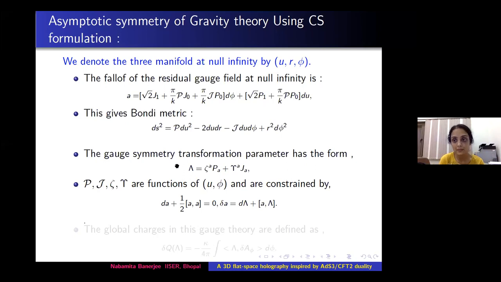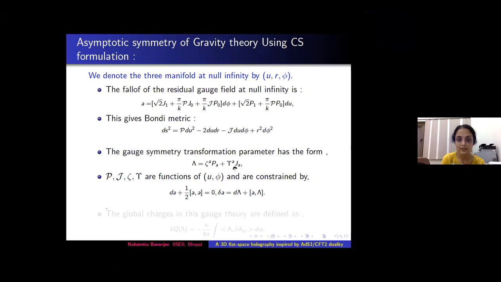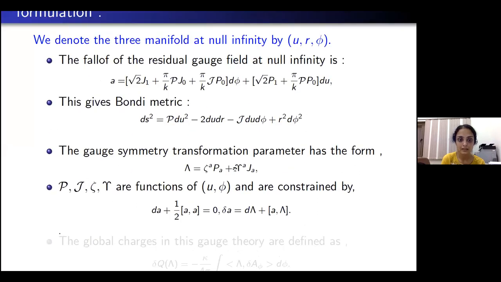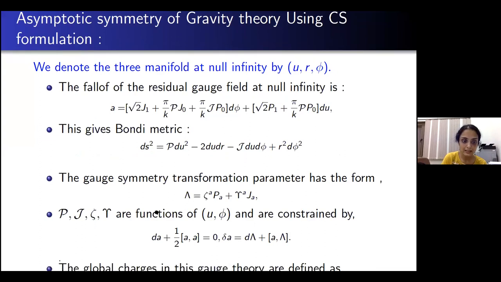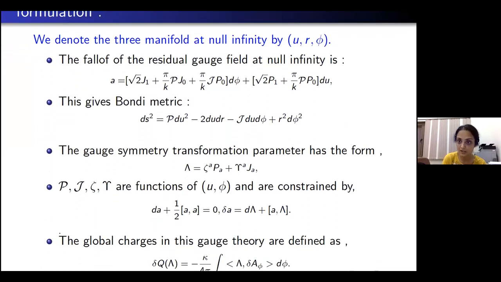So let's just parameterize our gauge transformation as the most generic gauge transformation. Like I have parameterized it by these two variables, xi a and epsilon a. And these are all functions of u and phi. And all these fields and parameters are constrained by the following two conditions. First, these have to satisfy the equation of motion at the boundary. And the gauge transformation, and these have to transform properly under this gauge transformation. So if you impose these two conditions, you will be able to fix all these parameters. You will know what these are.